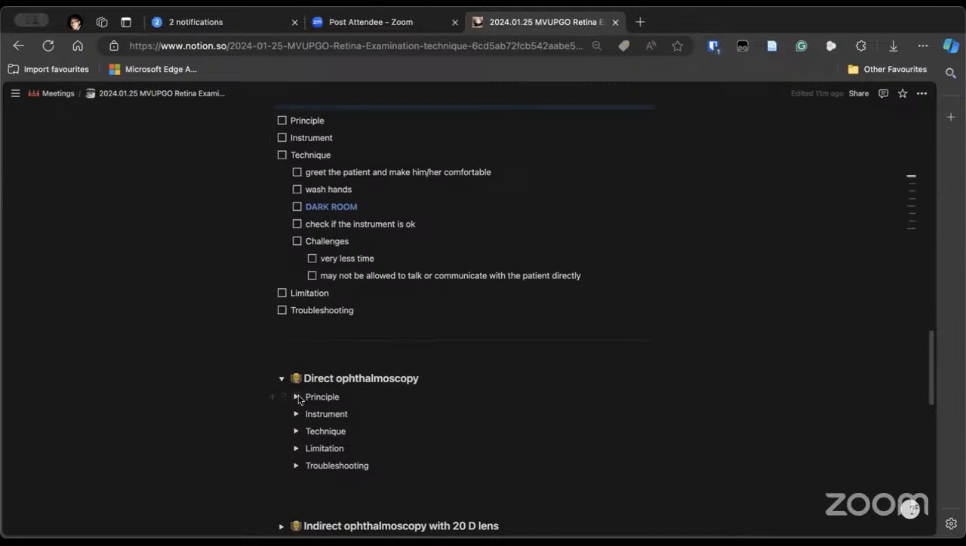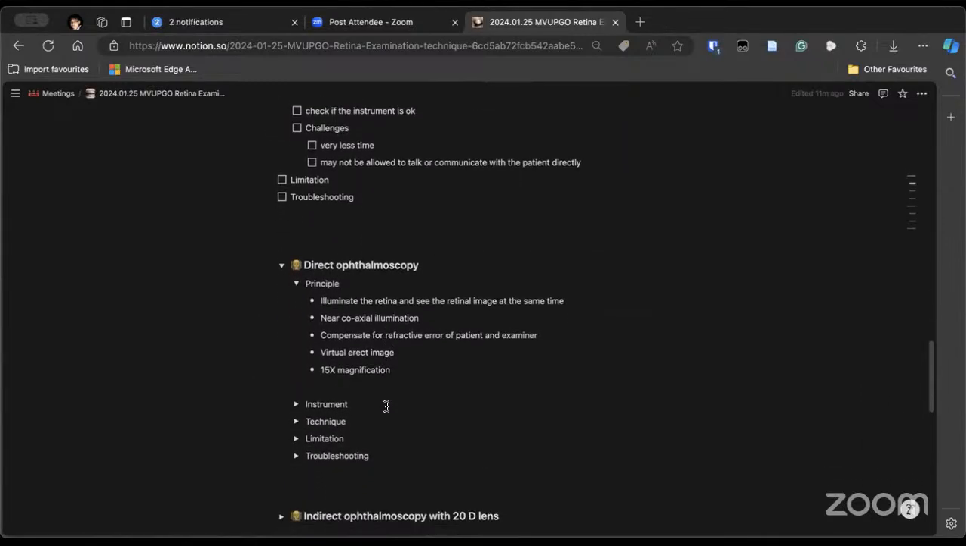So, what does the direct ophthalmoscope do? Basically, it is a simple mechanism to illuminate the retina and see the retinal image at the same time. The light is near coaxial illumination, and because of this, the light reflex from the cornea can make things difficult. And if there is a refractive error for the patient or the examiner, you have to compensate for that. There is a dial in the ophthalmoscope, and this becomes very difficult if you have not practiced in pathological myopes, high hyperopes, or aphakic patients, because the focusing becomes difficult.